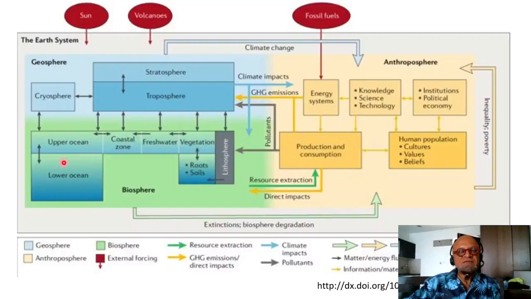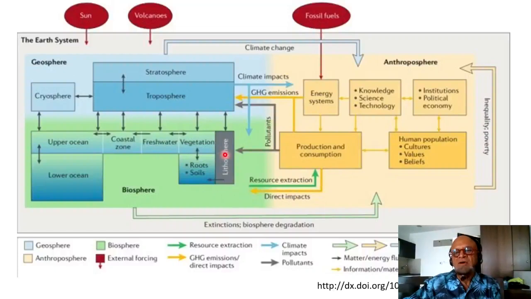Then the ocean is divided into upper ocean, lower ocean, coastal zone, and the freshwater system is interacting, as are vegetation, roots, and soils, and they are interacting with the lithosphere in terms of nutrient cycling, erosion, and so on. And all these things are sitting here in the biosphere, and you have pollution going back and forth here, and all of these are interacting with the anthroposphere in terms of resource extractions, both from the biosphere and the lithosphere.